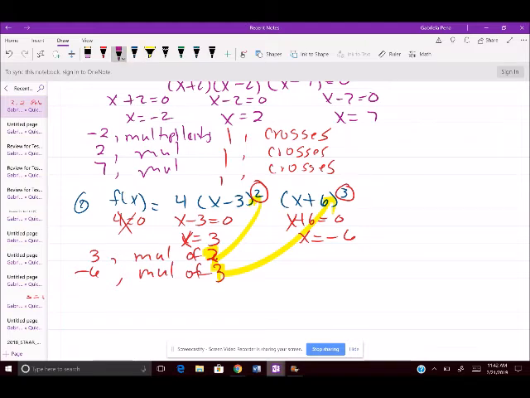So if it's odd, like the 1, what do we say it does? It crosses. But if it's even, then it what? Touches it and turns back. Touches and turns. So those are 2 things I need you to remember there. So that's for 5 and 6.